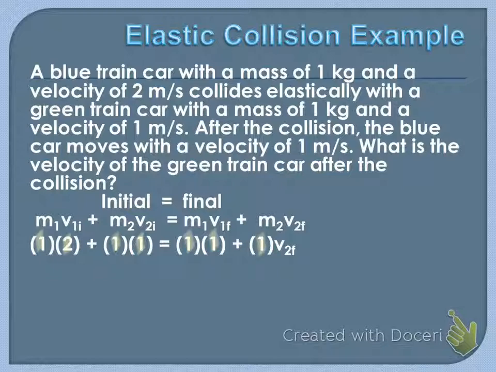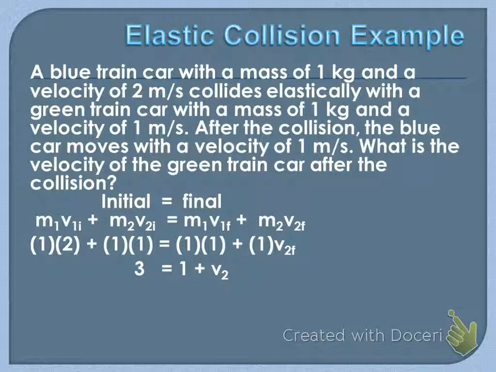The mass of the green train car has stayed the same, and so now we're left with our value that we're trying to find, which is V2F. So continuing on, when we simplify on both sides, 1 times 2 is 2, plus 1 times 1, which is 1, gives us 3. On the other side, we have 1 times 1, which is 1, and then 1 times V2F is just V2F. The F got dropped off of the subscript there for V2, but in any case, we're solving for the final velocity of the second object after the collision.